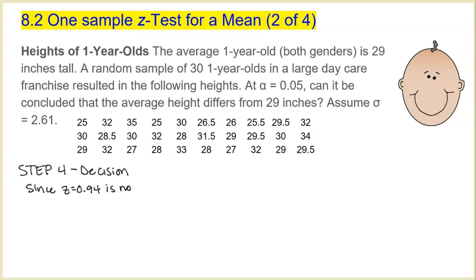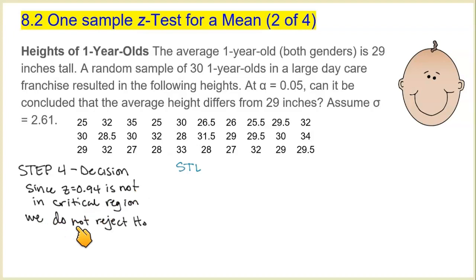Our decision is to not reject the null hypothesis. So since the z-score of 0.94 is not in the critical region, we do not reject the null hypothesis. And that leads us to our decision because there's really not a statistical significance since the z-score does not fall within that critical region or that rejection region.